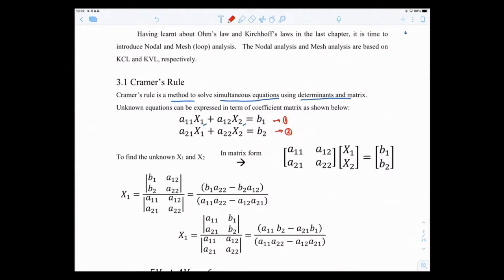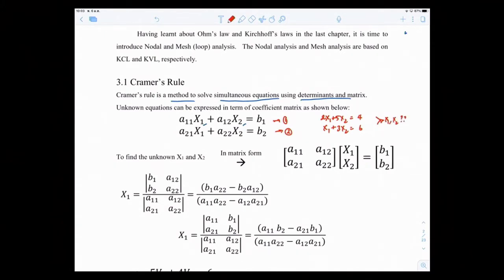Of course, if you put in numbers, it would be something like this. Maybe 2x1 plus 5x2 equal to 4, and another equation would be x1 plus 3x2 equal to 6, for example. You have to solve for x1 and x2.